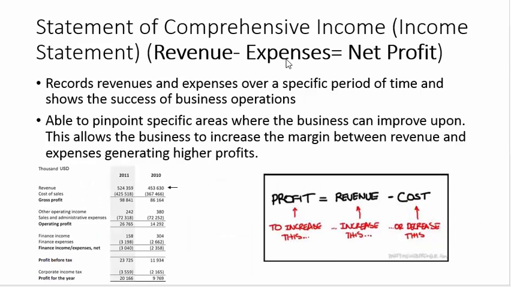The next statement we will look at is the statement of comprehensive income. The income statement reports a company's revenues and expenses over a specific time period and shows how successful the business has been. Revenues are the resources generated from business activity and are the critical element of business success, as higher revenues lead to greater profits. However, expenses are high, the revenue will be useless.